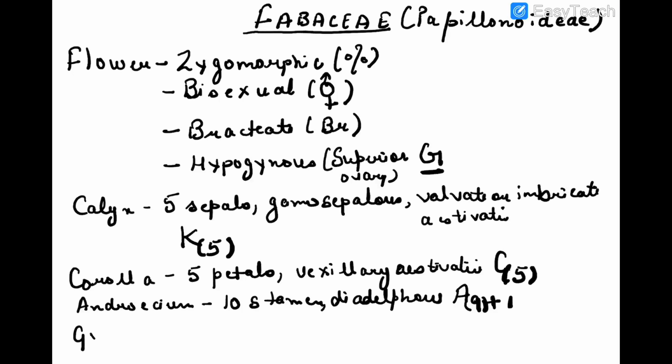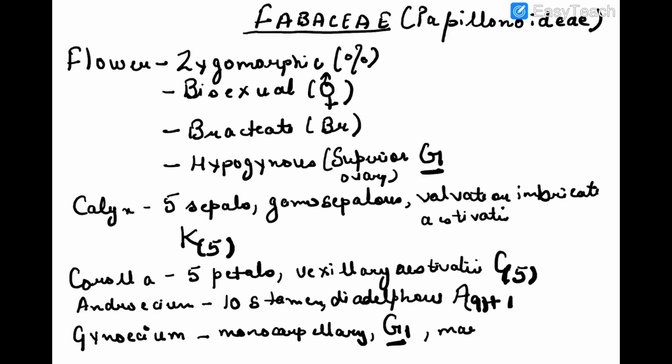Now let us talk about gynoecium. It is monocarpellary, and we already know that it has a superior ovary. So for monocarpellary we will write G1, and since the ovary is superior we will put a dash on the bottom, and it has marginal or parietal placentation.